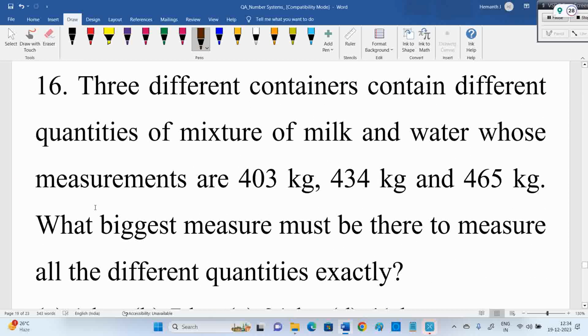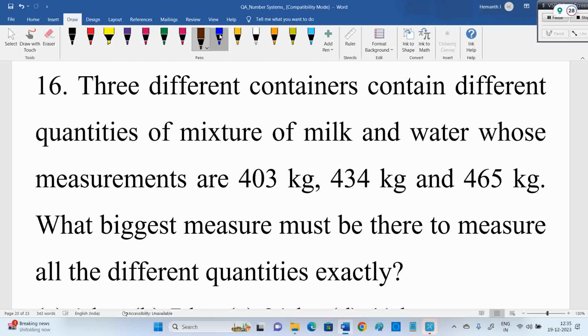Next one: 3 different containers contain different quantities of milk and water mixture. Okay, fine. We can call it milk only. When water is added to milk, still we call it milk only. That's not an issue. Now, there is a bit wrong in the question. One mistake in the question is what?